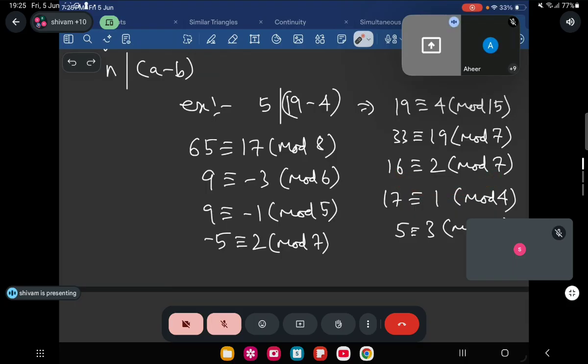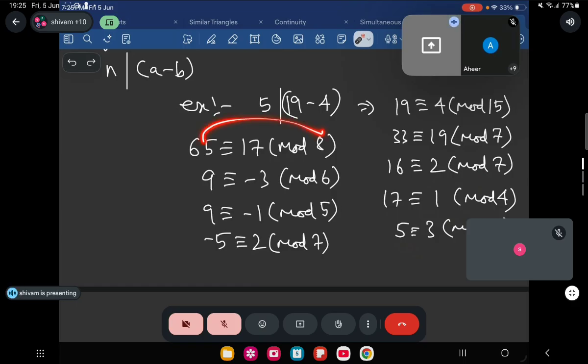16 divided by 7, what is the remainder? Quickly tell me. Raj, don't play games. 16 divided by 7, the remainder is 2. 2 divided by 7, the remainder is 2. 17 divided by 4, the remainder is 1. 1 divided by 4, the remainder is 1. 5 divided by 2, the remainder is 1. 3 divided by 2, the remainder is 1. You have to be quick with calculations, otherwise it will take the whole year.